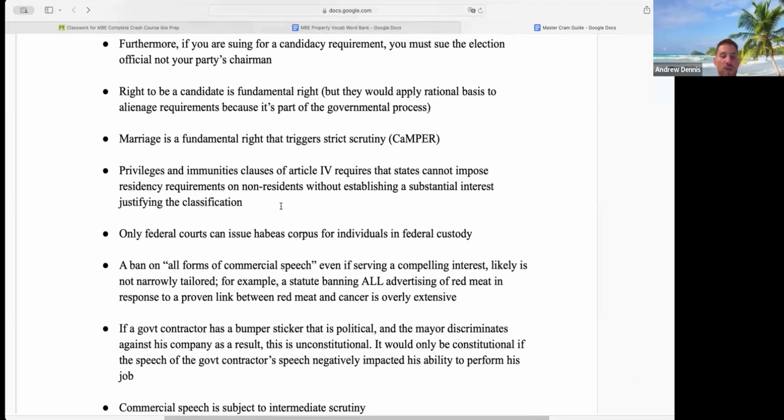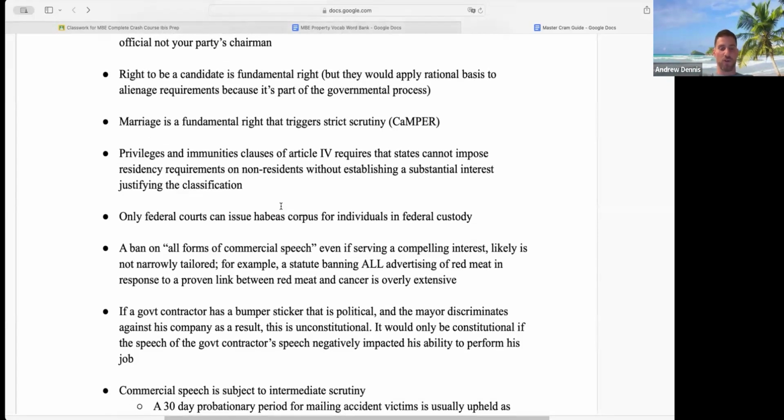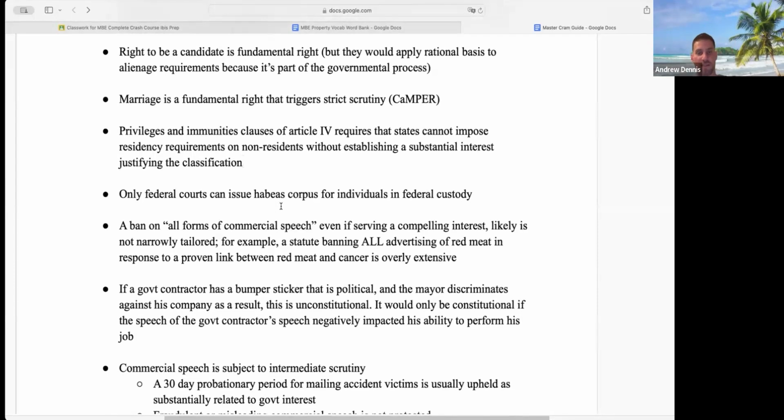Only federal courts can issue habeas corpuses for individuals in federal custody. This is when I tell people, you let the nerds get the best of you. They like to test this. A president issues a pardon for a state crime. A state court issues a habeas corpus for a federal crime. That can't happen. They need to align federal courts for federal custody habeas corpuses, presidential pardons for federal crimes, governor pardons for state crimes, and obviously state courts will issue habeas corpuses for state custody.